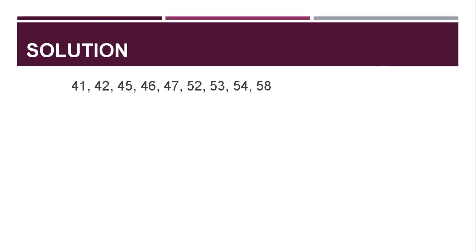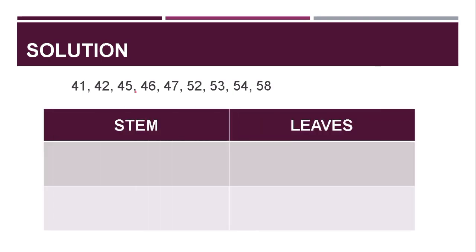Drawing the stem and leaf plot. After we've arranged our data from the smallest to the highest, now look at the first digits of the numbers. You see that we have 4, 4, 4, 4, 4, and 4. We write 4 to represent all of them. And the next set of numbers, we have 5, 5, 5, and 5. And so we write 5 here to represent all of them.